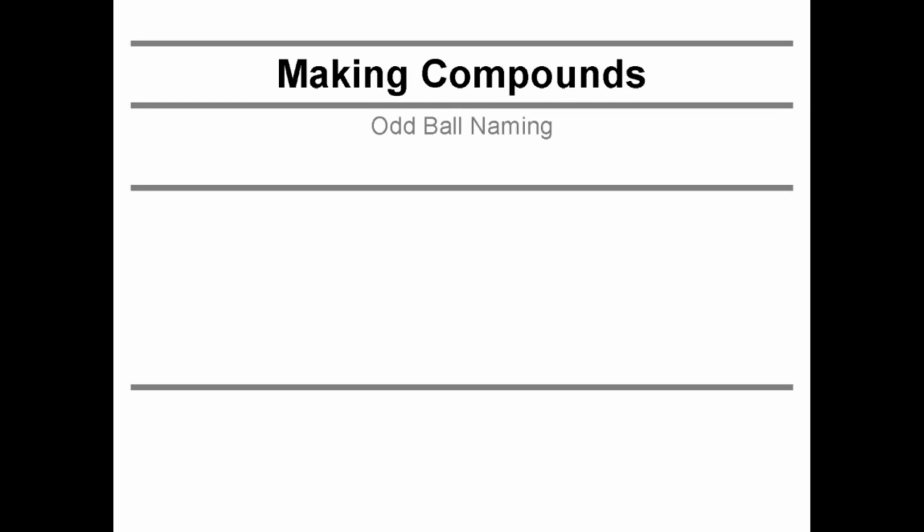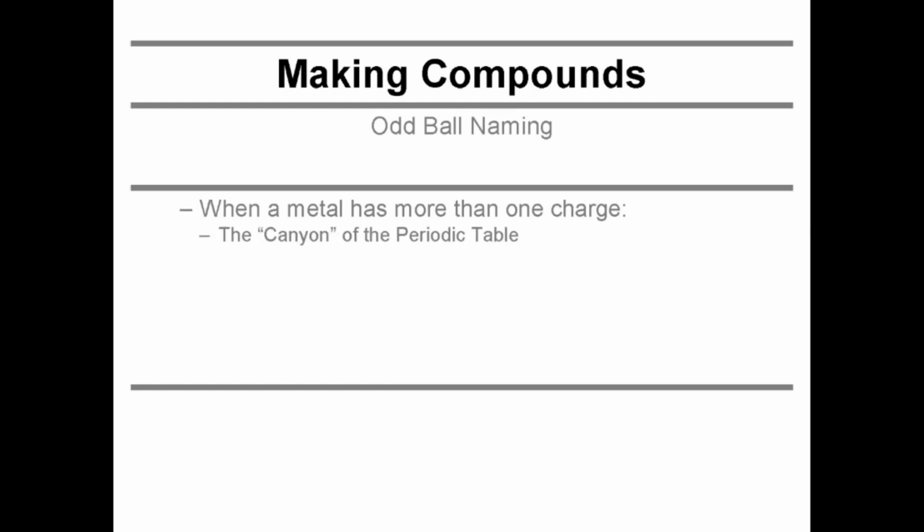Making compounds, a little bit about oddball naming. When a metal has more than one charge. Now we're going to dive into the canyon. There are certain metals that have 2 or 3 or sometimes even 4 charges that go together. The canyon of the periodic table. And there are 2 naming methods for those. One is called the stock naming method, and the other one is called the common name naming method.